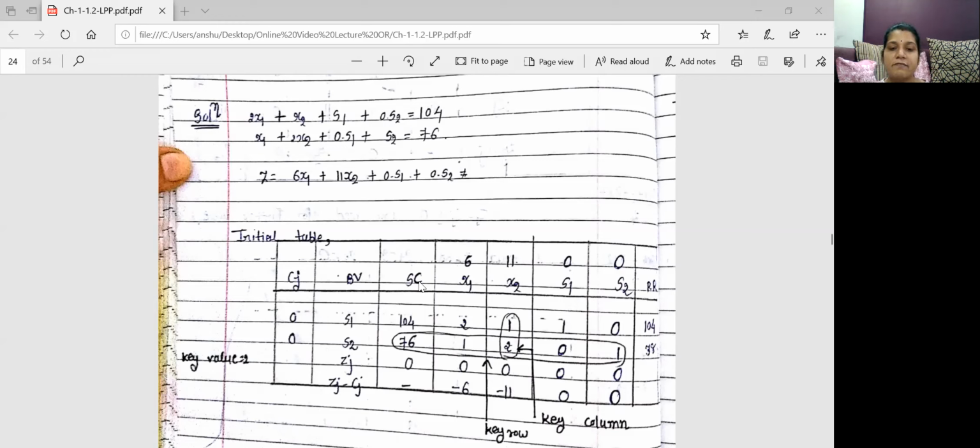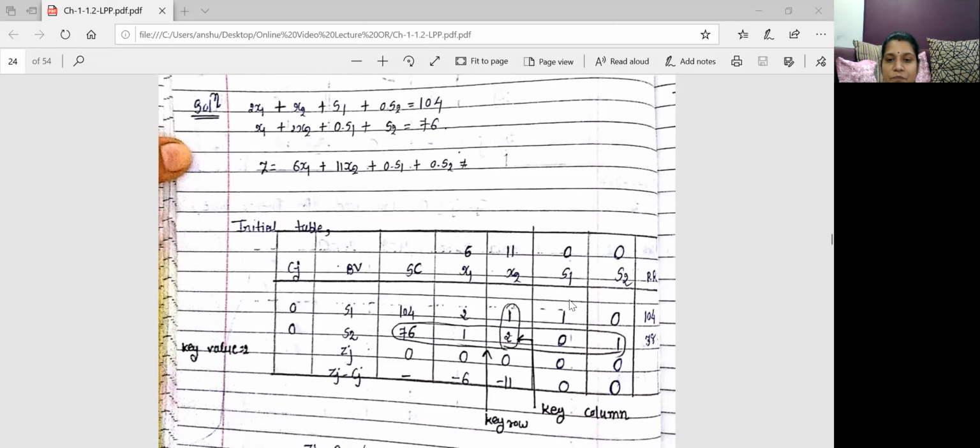And our second equation: the solution constant is what? 76. So we write 76. Again, in our second constraint equation, the coefficient of x1 is 1, coefficient of x2 is 2, coefficient of s1 is 0, and the coefficient of s2 is 1. So this is our initial table.